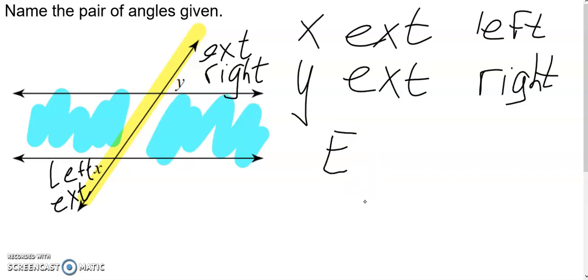Now, are they on the same side or are they on different sides? And they are on different sides. That means they are alternate sides of the transversal. They are alternate exterior angles. And we don't write out alternate exterior angles. We just say AEA.